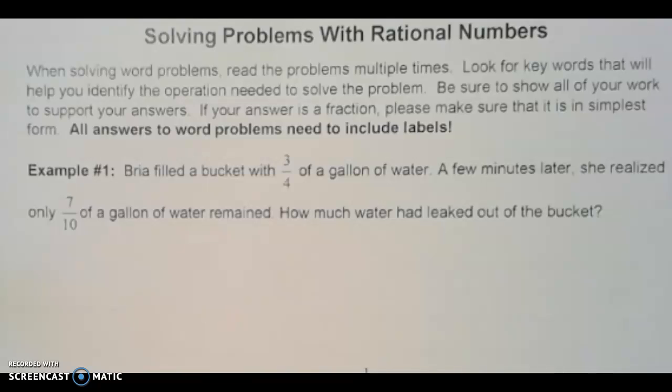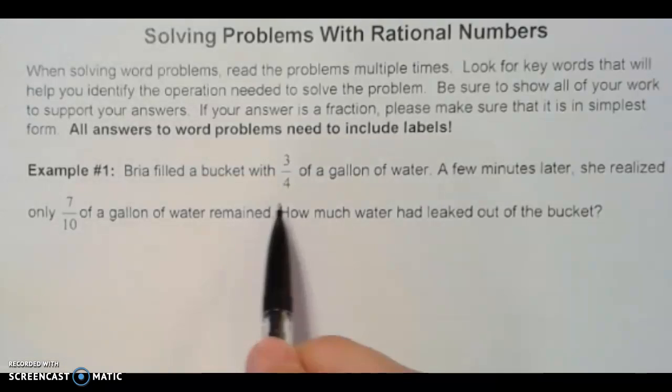We're told that Bria filled a bucket with 3/4 of a gallon of water. A few minutes later, she realized that only 7/10 of a gallon of water remained. How much water had leaked out of the bucket? So we started with a certain amount of water. A few minutes later, there was less water in there. In order to figure out how much water had leaked out of the bucket, we're going to have to set up a subtraction problem.